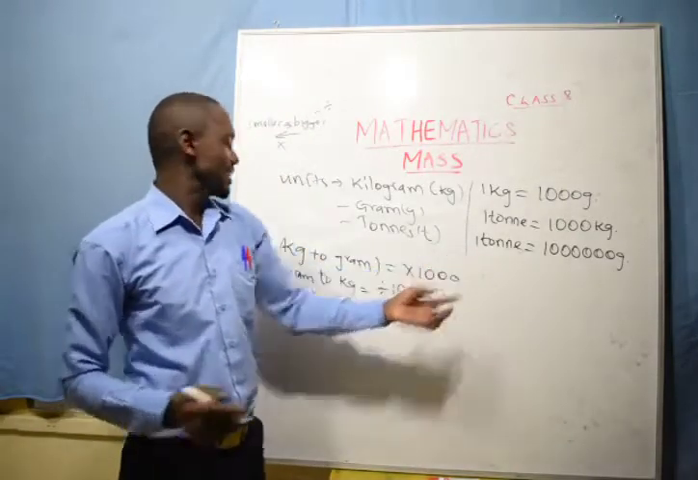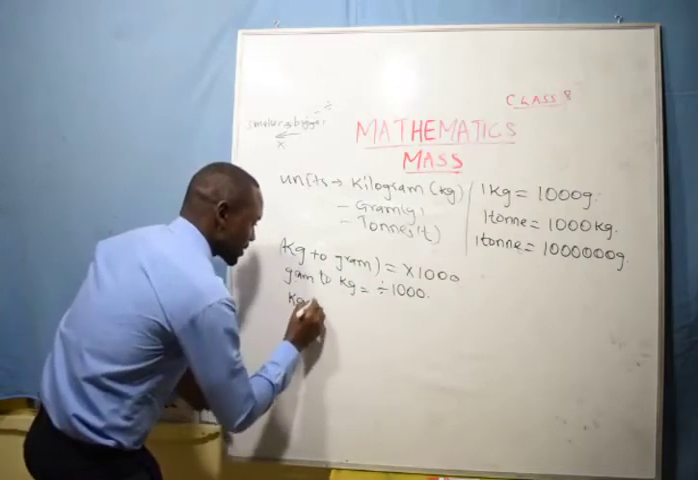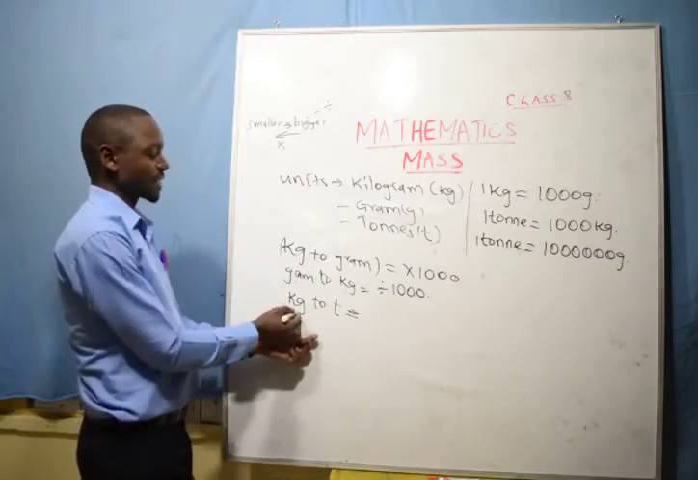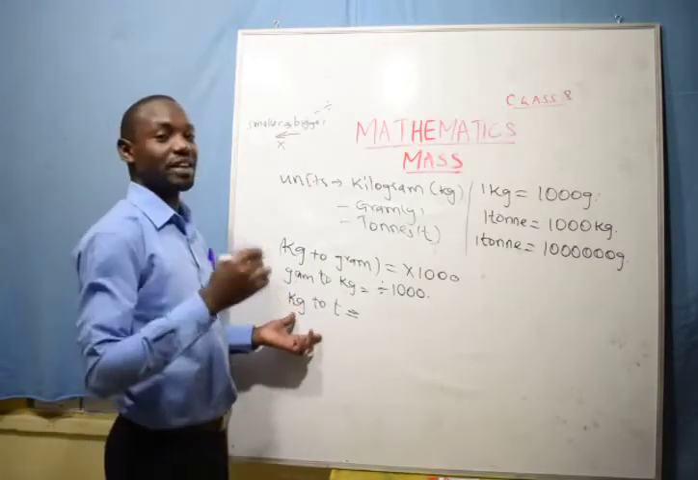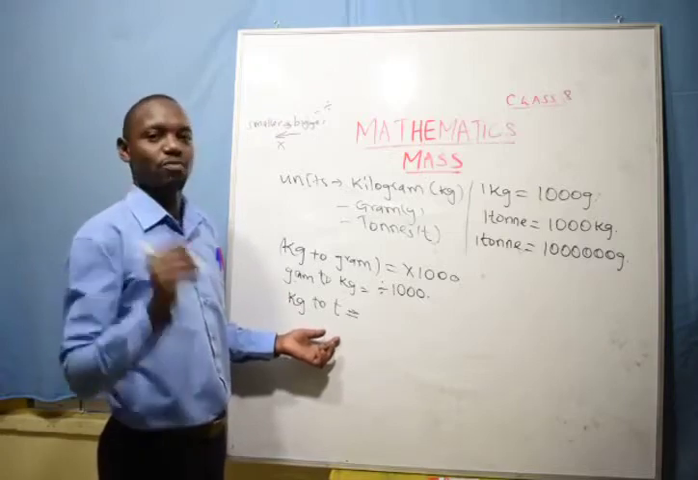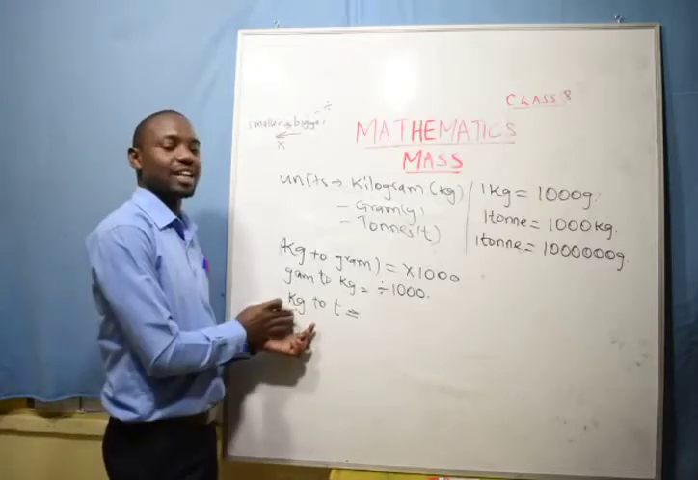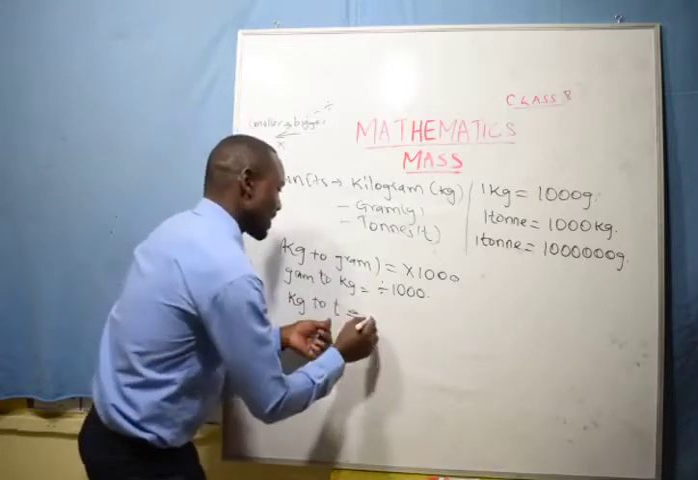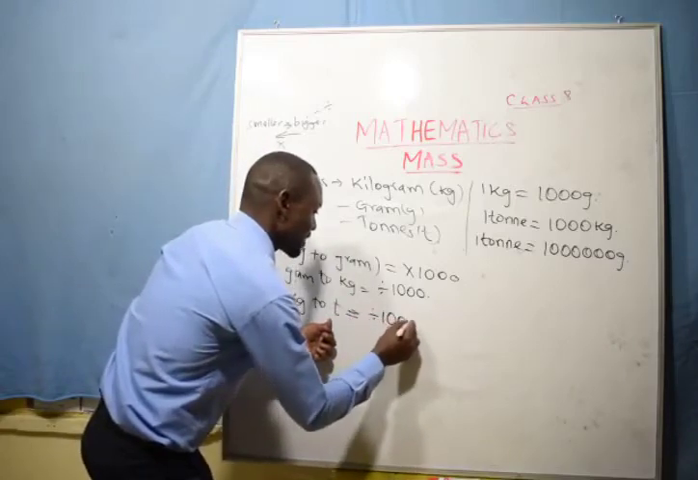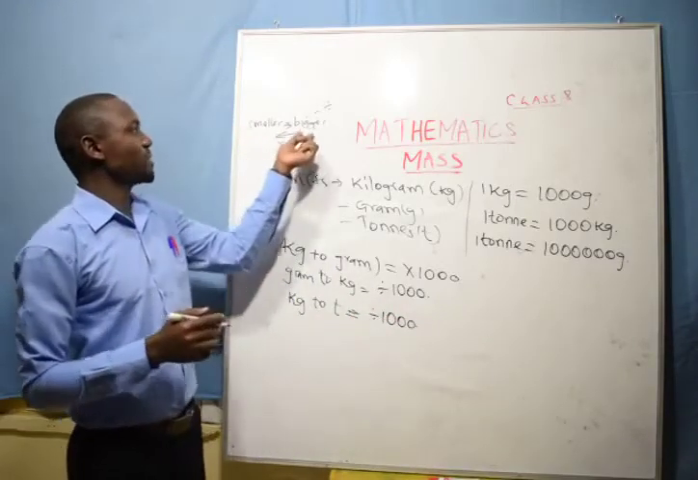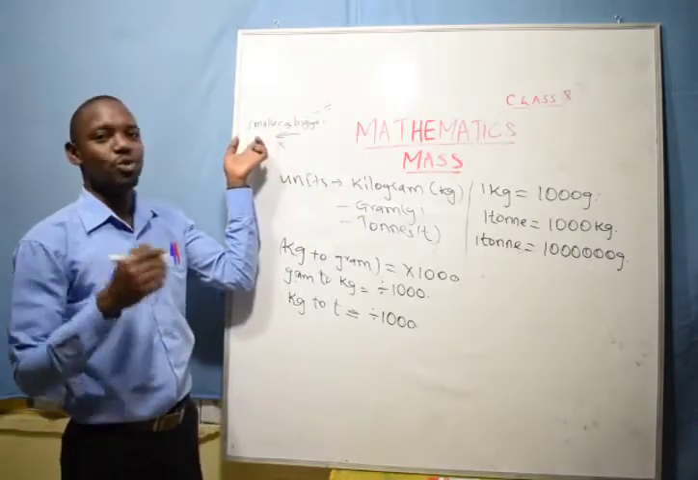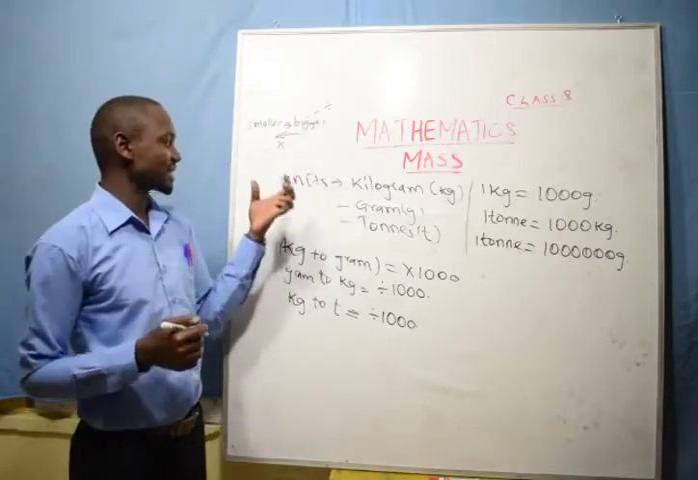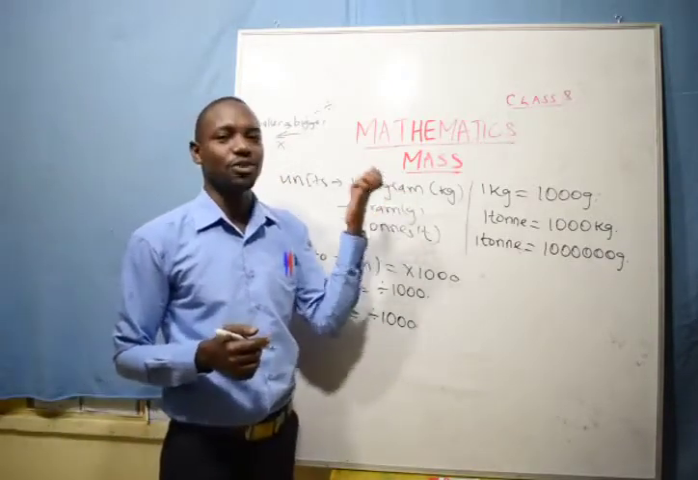Same applies to the ton. When converting kilograms to tons, this is from a smaller unit to a larger one. Ton, I said, is the largest unit of mass. So we are converting from a smaller unit, the kilogram, to a larger unit, the ton. Small to large, we divide by 1,000. Small to big, we divide. Big to small, we multiply. That is what we say when converting the units of length. The same concept applies when converting the units of mass.